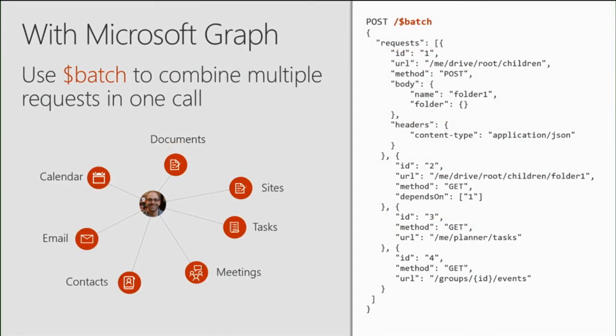And then finally, we have a way to batch requests. You may, in a process, be doing a number of different requests, and you don't want lots of round trips back and forth to Graph. So we have a way that you can batch all your requests into one call.